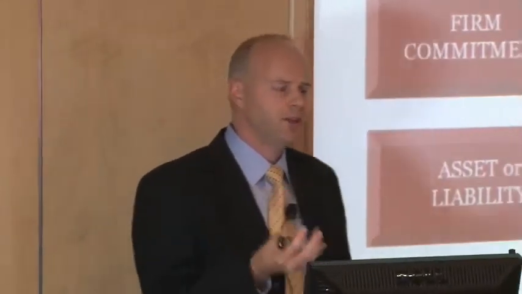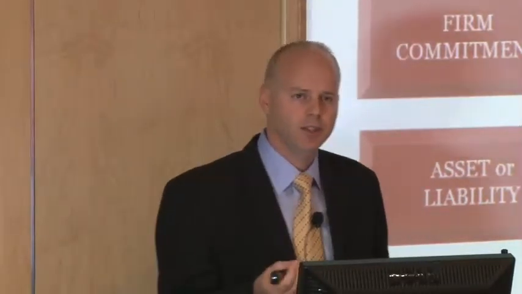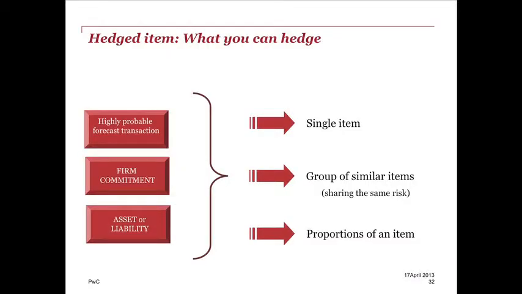Considering that you can meet those rules, let's get into the practicalities. If we want to use derivatives for hedging purposes, we need an underlying exposure. What is the thing that exposes us to risk? What is the thing that we're interested in hedging? Those could be a couple of things. The one thing could be a highly probable forecast transaction.